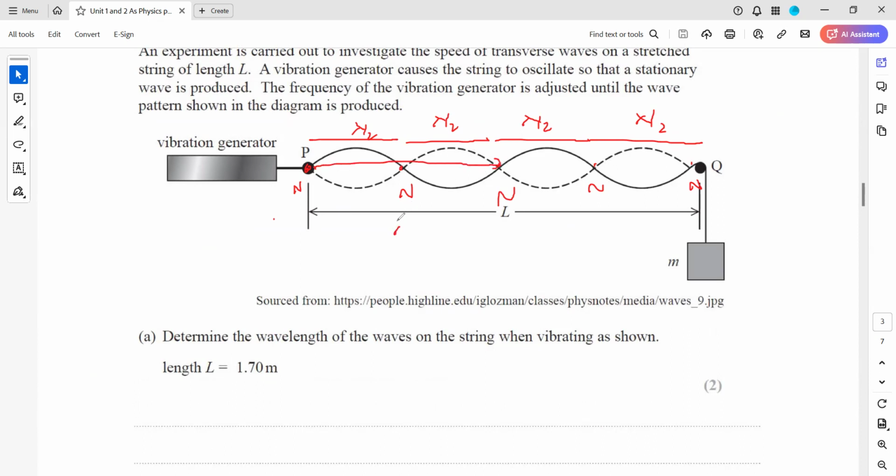Three successive nodes equals lambda. So this total length is equal to twice lambda.